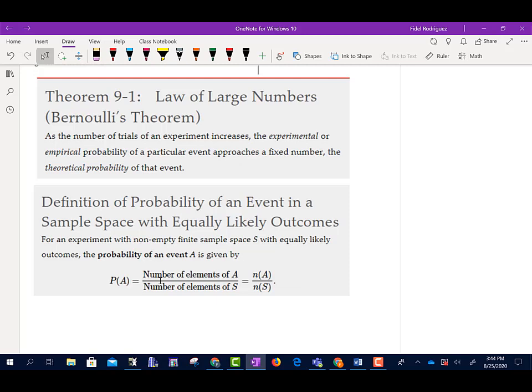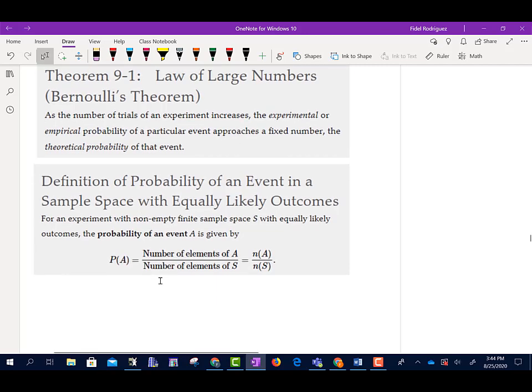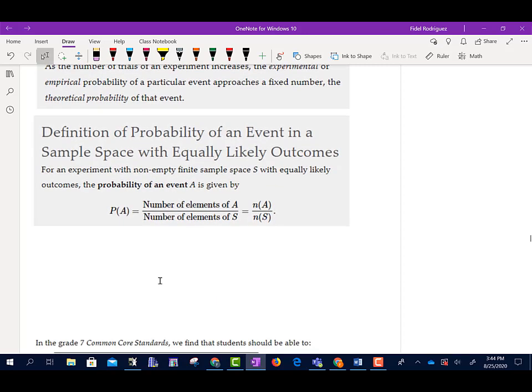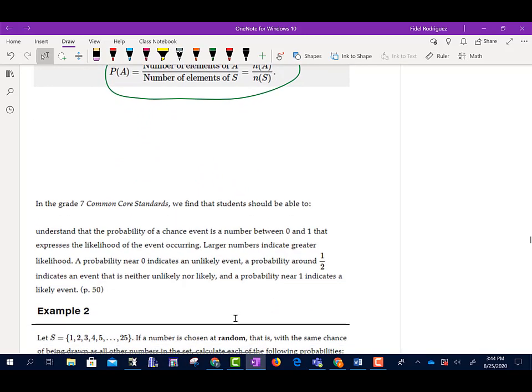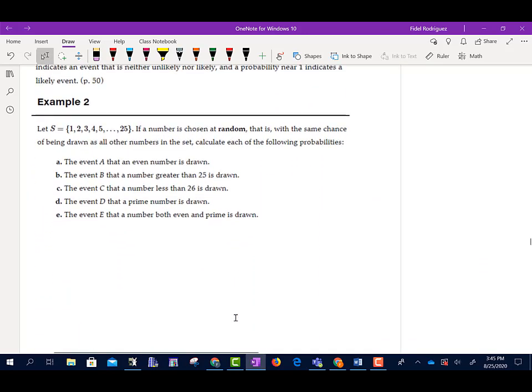Okay, so the definition of a probability of an event in a sample space with equally likely outcomes. It says for an experiment with non-empty finite sample space S with equally likely outcomes, the probability of an event is given by, and it has a little formula here. So I'm going to walk you all through these problems, guys, so that we can figure this out, okay? So let's see if we can do a couple of examples to make sense of what all those words were telling us, all right?